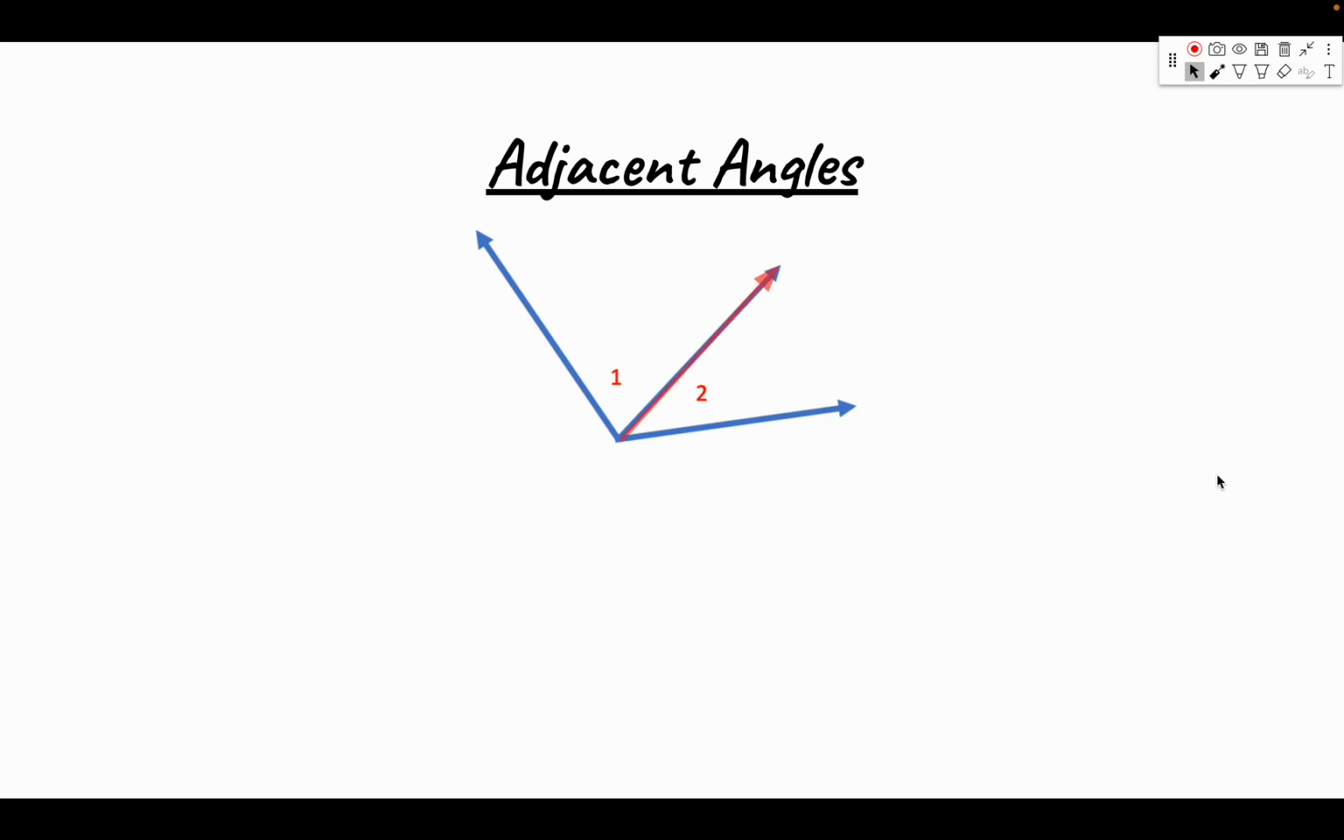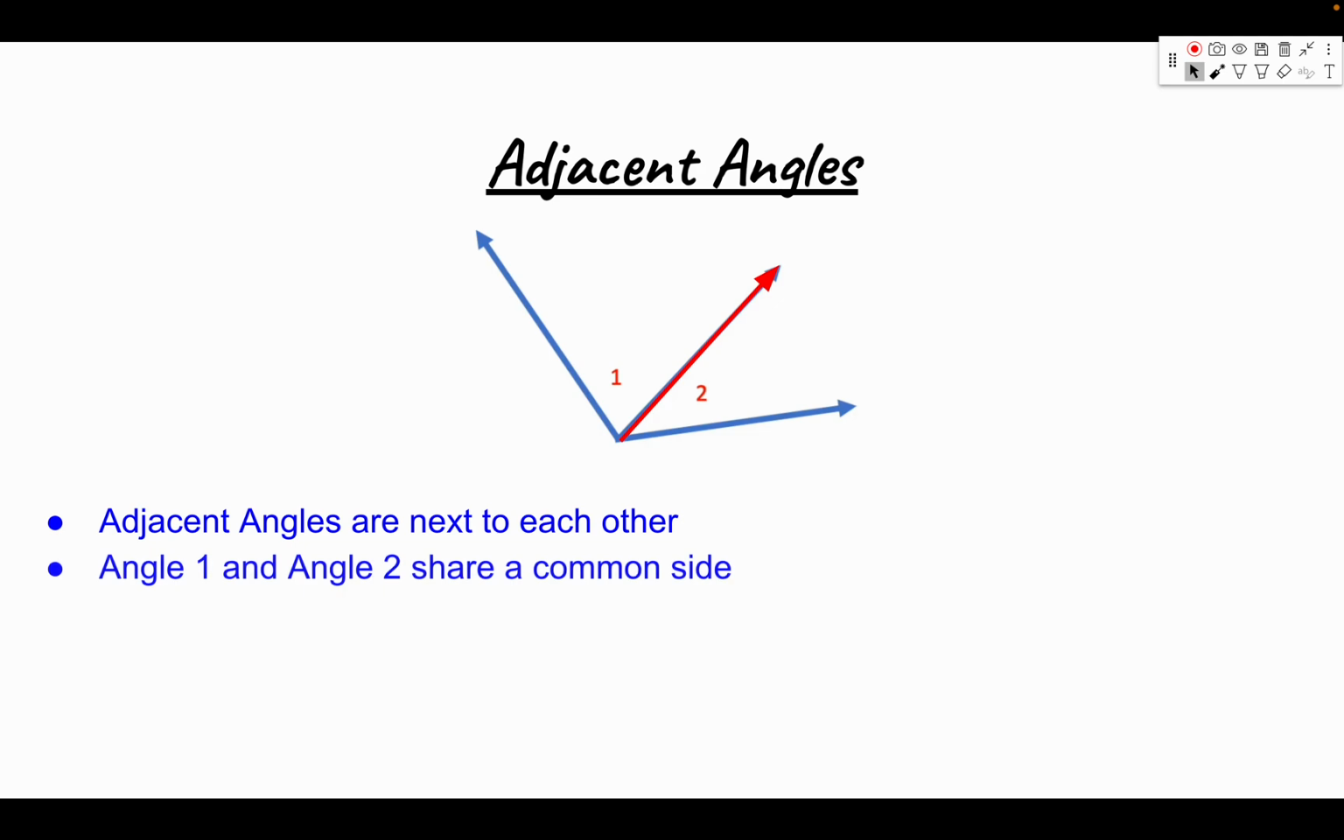Adjacent angles are two angles that are next to each other. Angle 1 and angle 2 share a common side. The common side is the ray that they have in common. So angle 1 and angle 2 are next to each other and they share that red ray in between the two of them.